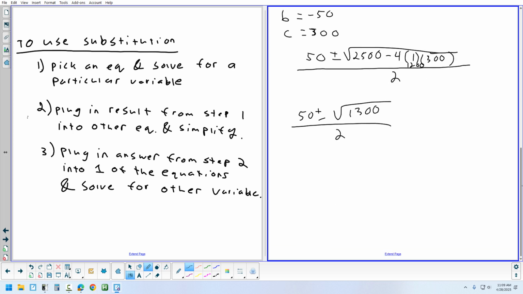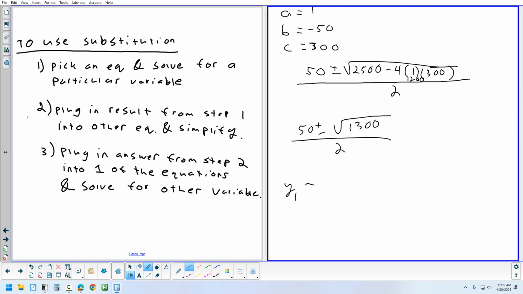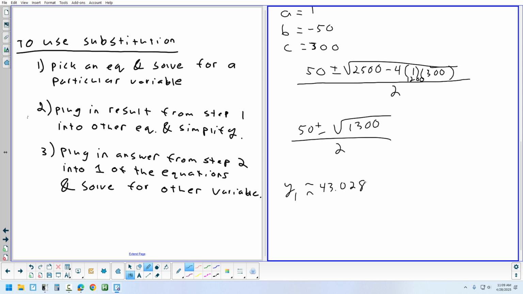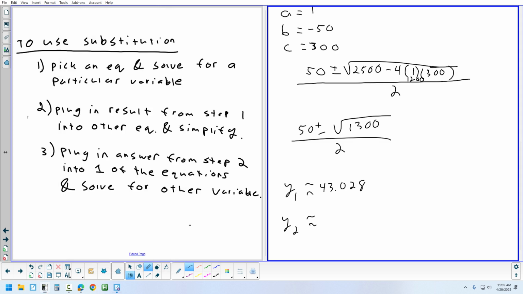Two. That's the first one. And remember what letter you're solving for? Y. So that's the first one. Let's go 3 decimal places: 43.028. Or .03, just makes it a little more accurate. Okay, so there's Y1. And what's going to be the difference when I get Y2? A negative. Yeah, I'm just going to do 50 minus the square root of 1300 and divide that by 2. 6.972.